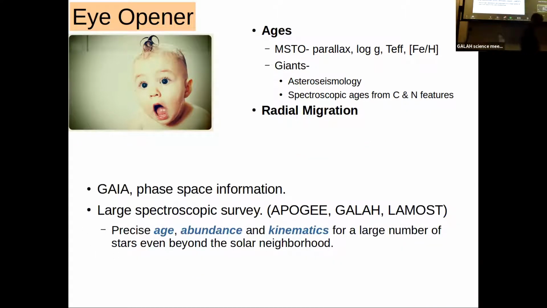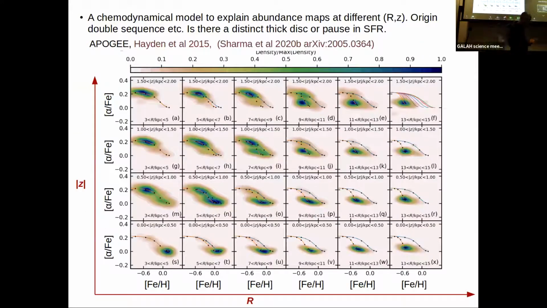And of course, with Gaia, we now have phase space information for a large number of stars, and spectroscopic surveys are now giving you ages. With this huge amount of data, we can finally fine-tune our models and understand the physical processes that govern them. So the aim of the talk is to reproduce this Hayden et al. plot from APOGEE data and try to understand why this double sequence arises. Is it because of a distinct thick disk? Is it related to a pause in star formation specifically?